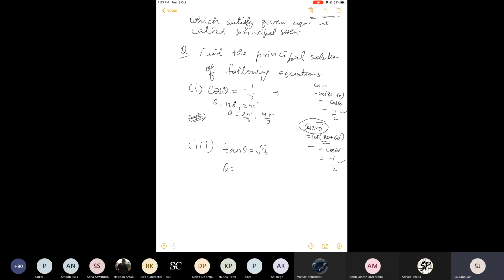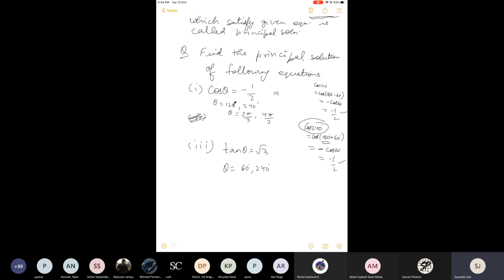Yes, can you tell the angles? So 60 and 240. That is absolutely correct. See, 60 is obvious. Why? Because tan is positive. Tan is positive, so remember the ASTC rule. So if tan is positive, that means the tangent of the angle is root 3.